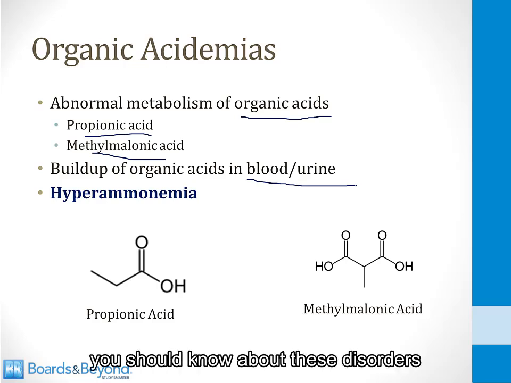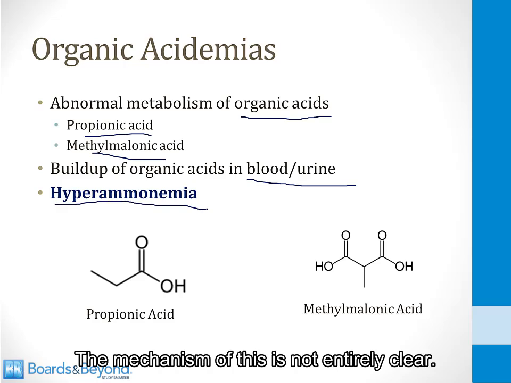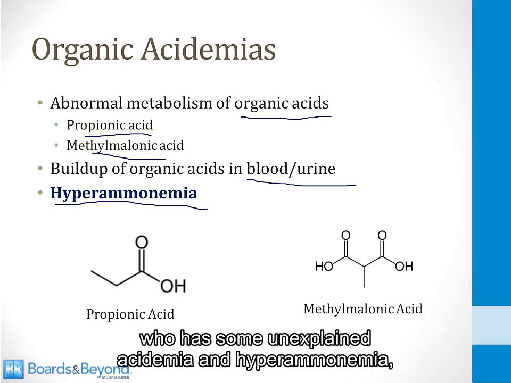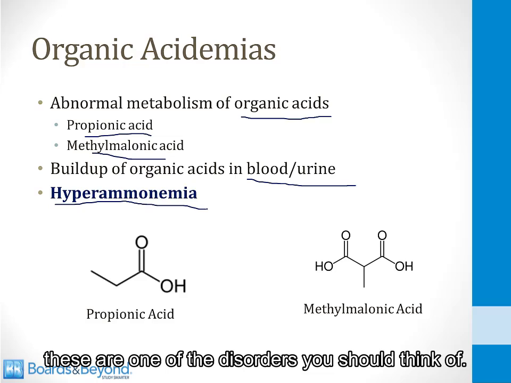And then the second feature you should know about these disorders is that they cause hyperammonemia. The mechanism of this is not entirely clear. It's believed to involve shutdown of the urea cycle, but if you see a newborn baby who has some unexplained acidemia and hyperammonemia, these are one of the disorders you should think of.